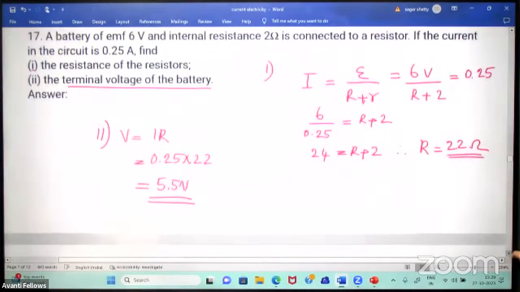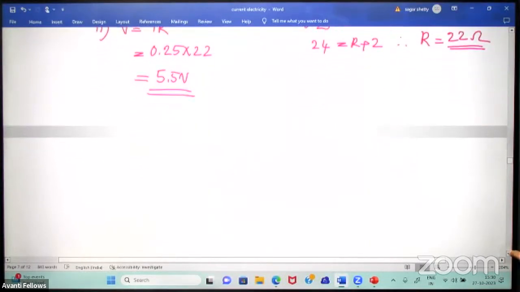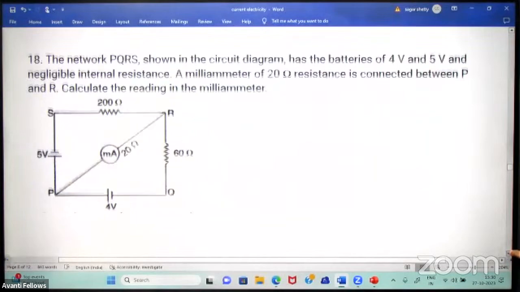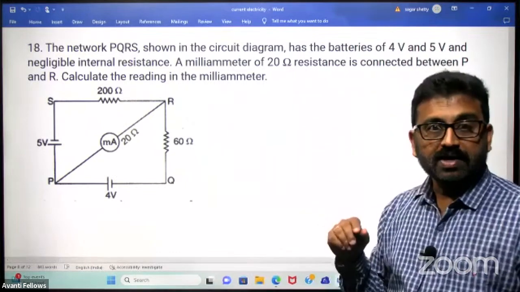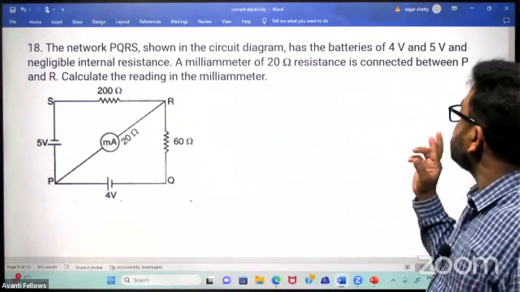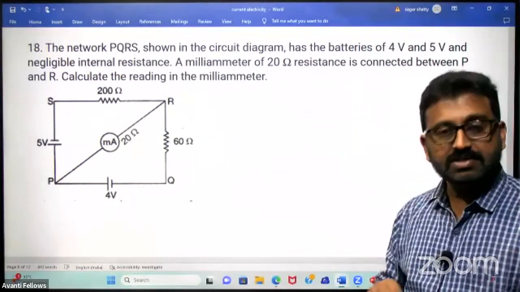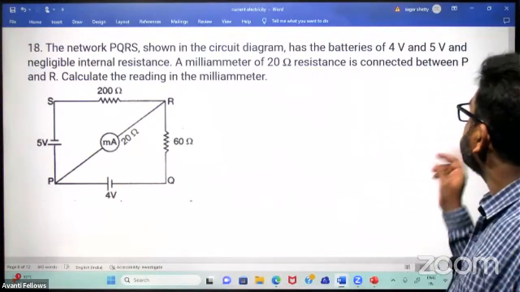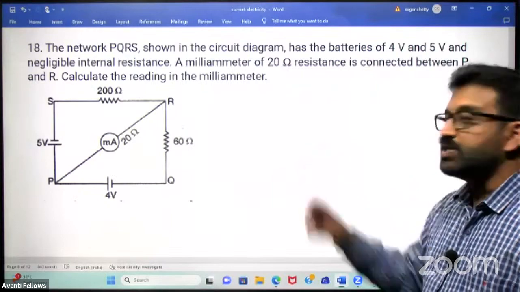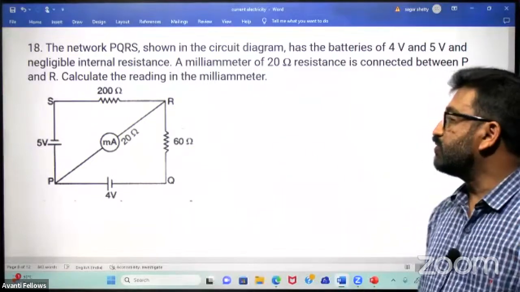Okay, the next one. Network of PQRS has batteries of 4 volt and 5 volt and negligible internal resistance. A milliammeter of 20 ohm resistance is connected between the points P and R. Calculate the reading in the milliammeter. What is the reading in the milliammeter that we have to find out?